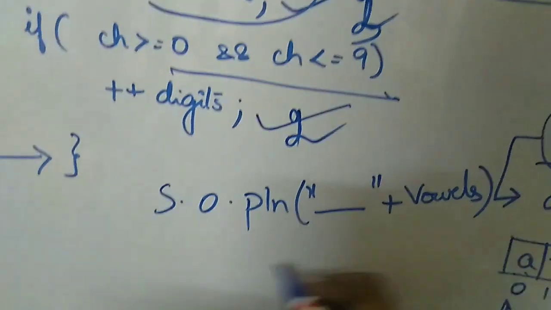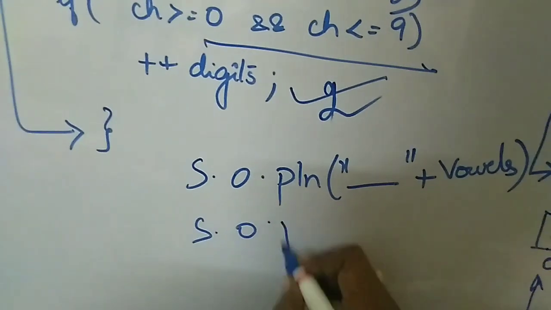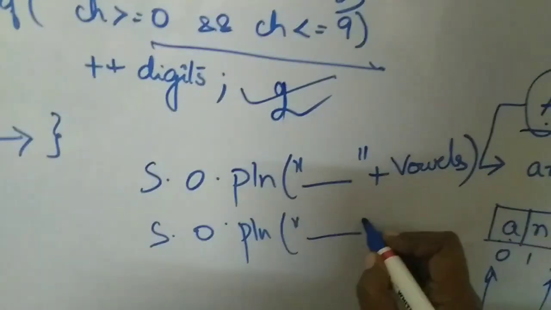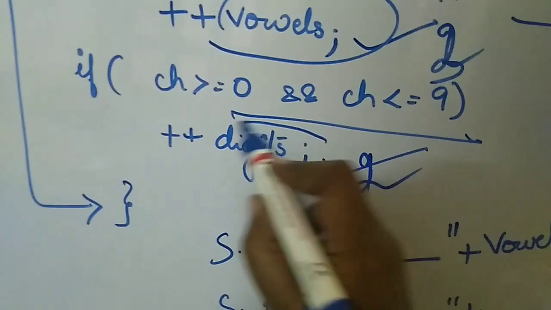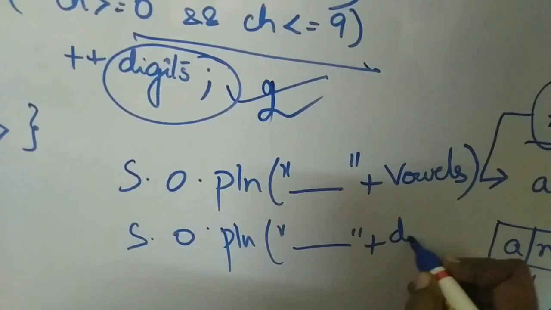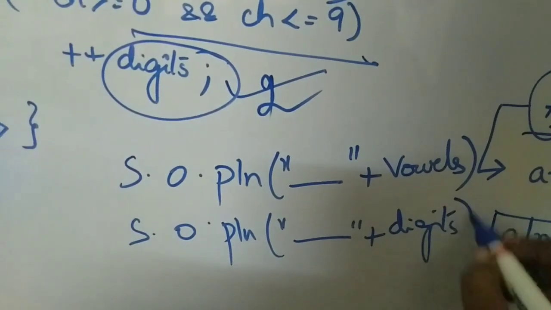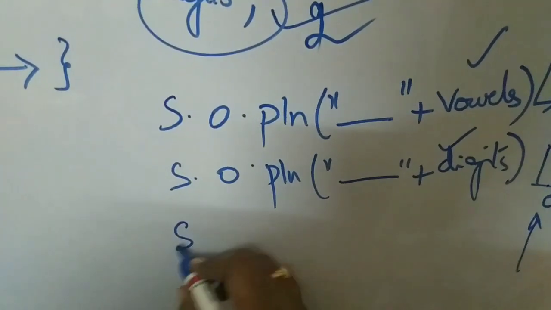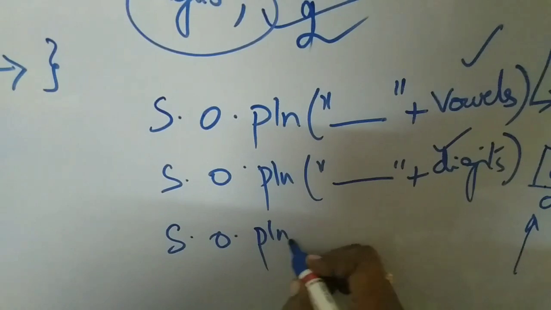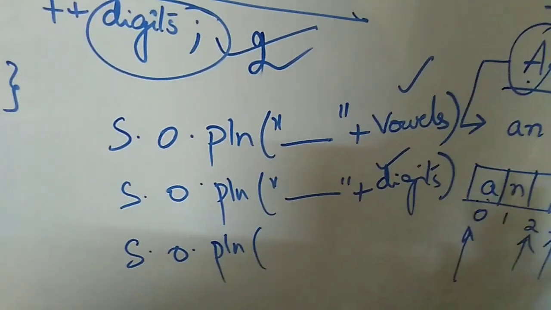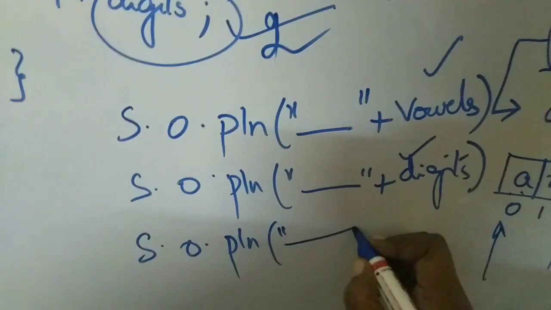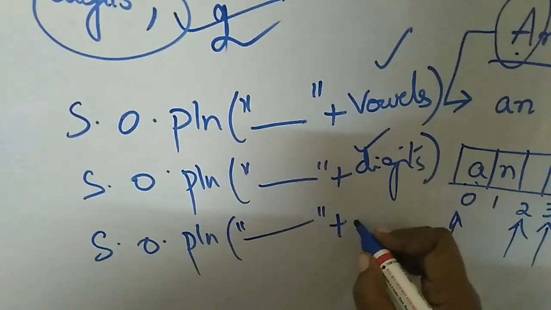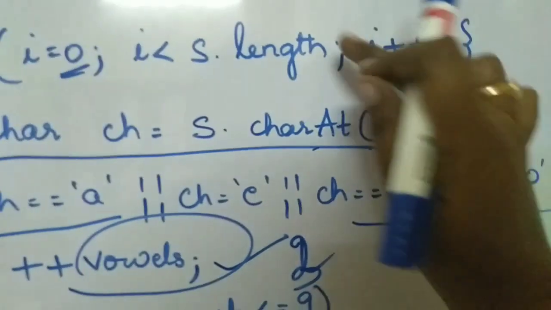So I'll say vowels, and then to print the number of digits, I'll say System.out.println, the number of digits are plus the digits counter, which is the digits variable. So I'll say digits. Okay, so I got the number of vowels and the number of digits. And what is the other part in the problem statement? The other part is to print the number of characters in the entire string. To print that, the number of characters inside the entire string is nothing but s.length.